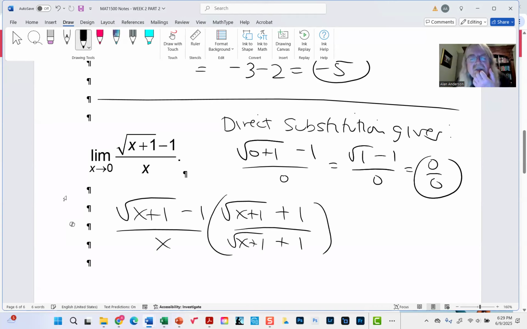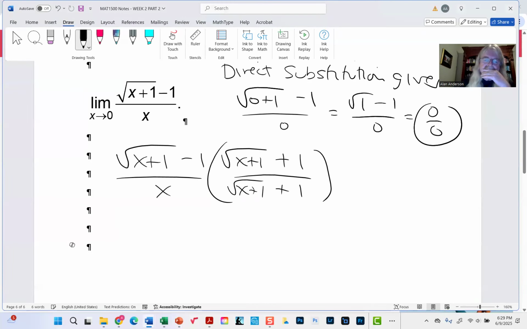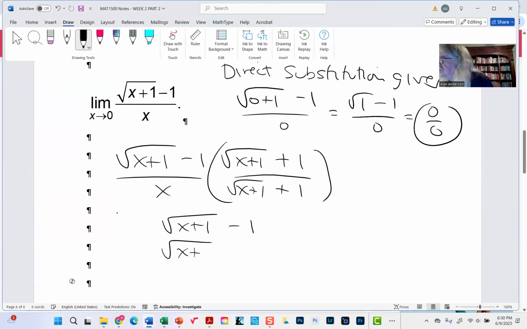You notice what's happening here. We're taking the numerator and instead of having radical x plus 1 minus 1, we're multiplying it by the ratio of radical x plus 1 plus 1 over radical x plus 1 plus 1. Now, what is this going to accomplish? It's a very good question. Let's find out. Now, in the numerator, we can do this in a couple of ways. We can use FOIL, or you can do something like this.